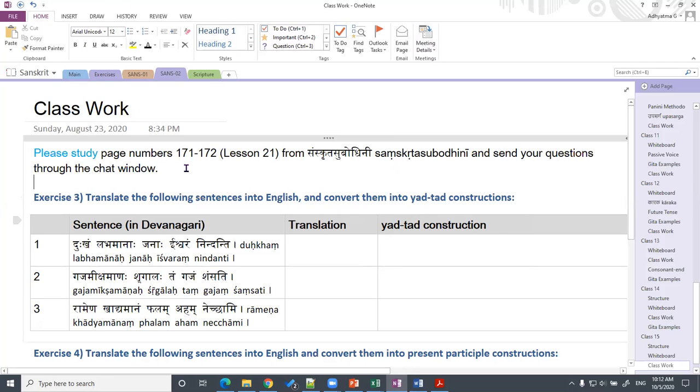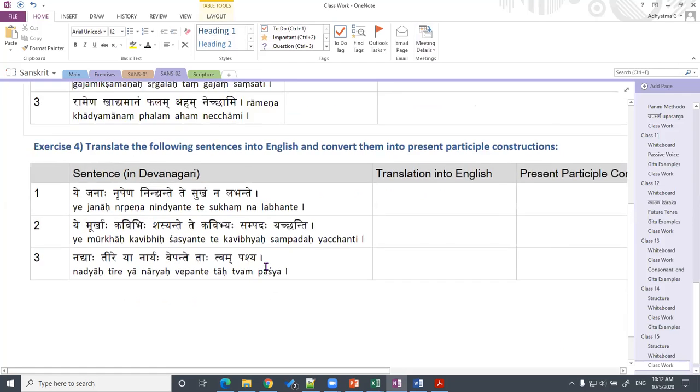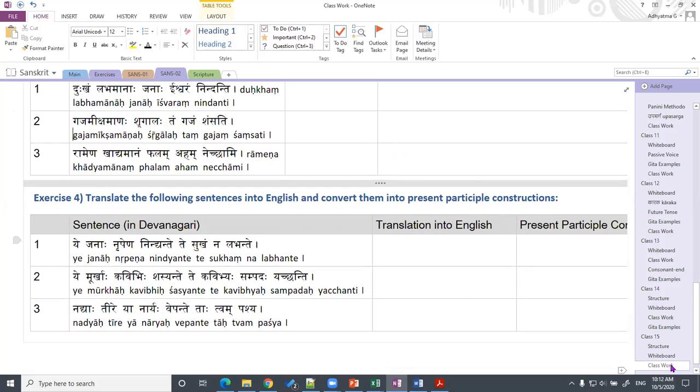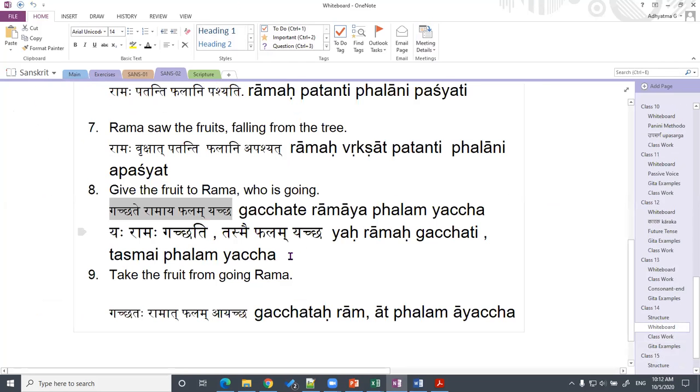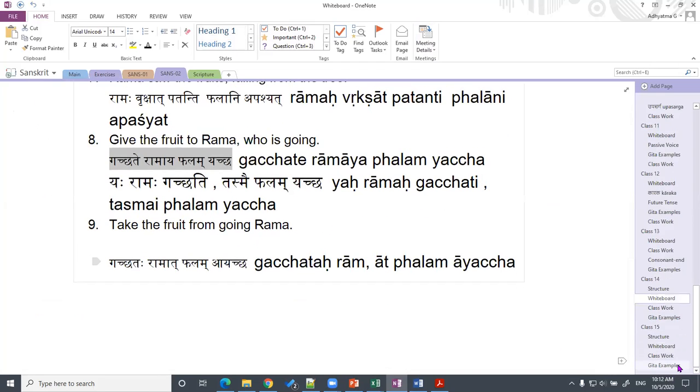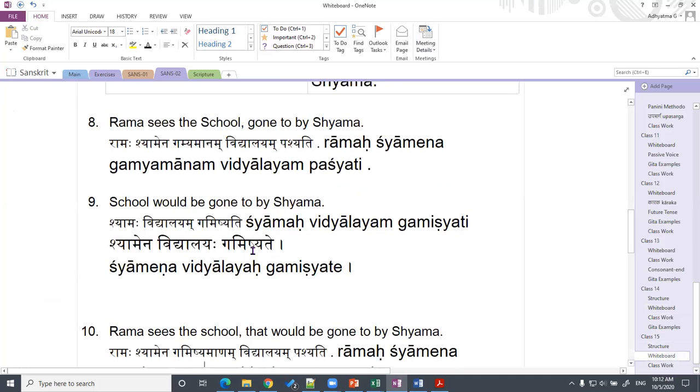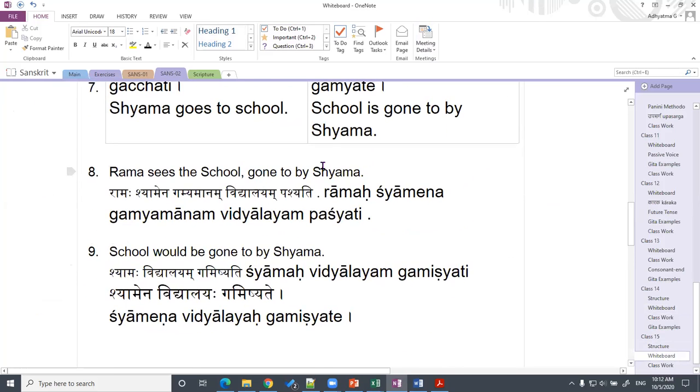So there are a couple of questions here. Can you please give an example of passive sentence with dative, such as giving the fruit? So if you look at, like here we have the example for passive. Rama sees the school gone to by the Shama.